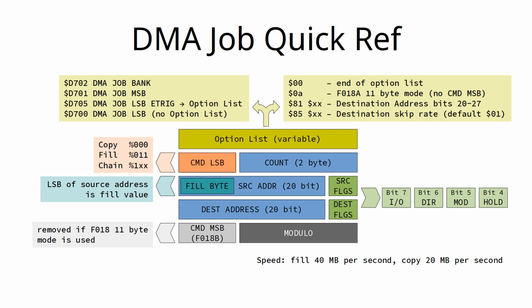The main reason we use a DMA job is speed. It can fill 40 megabytes per second, and we are only going to fill around 64K. You can skip back to this slide for reference while I do the actual programming, or download the slides from the repo.